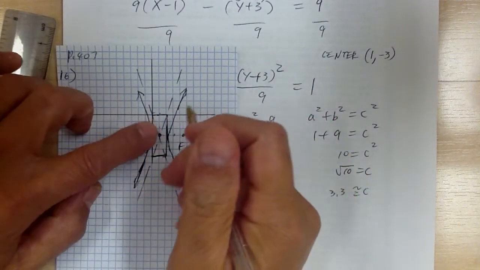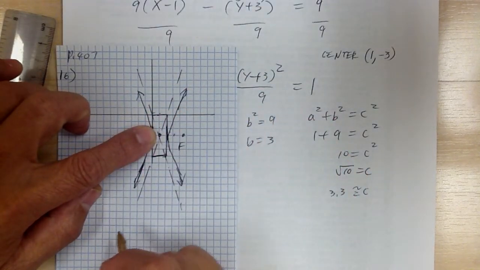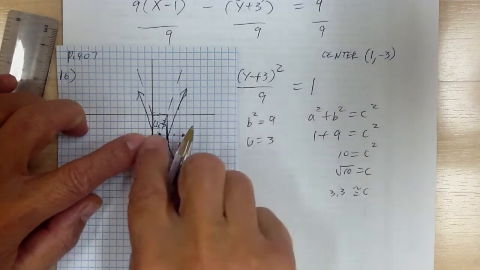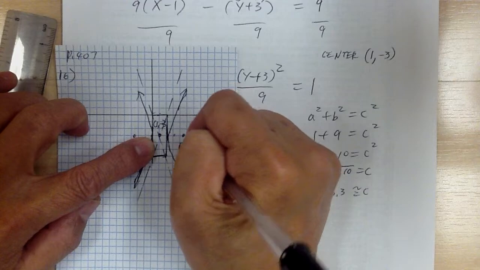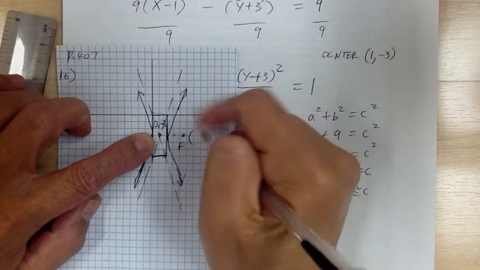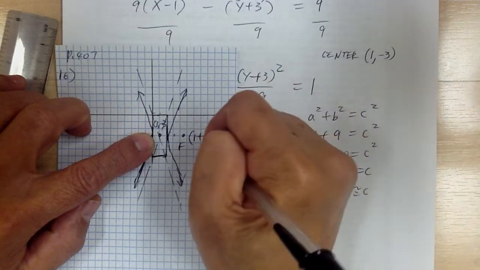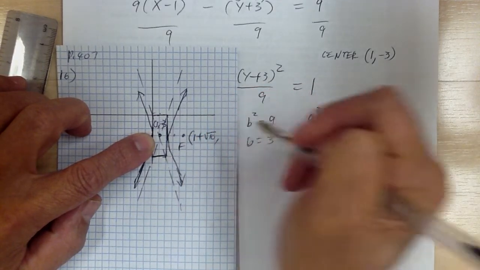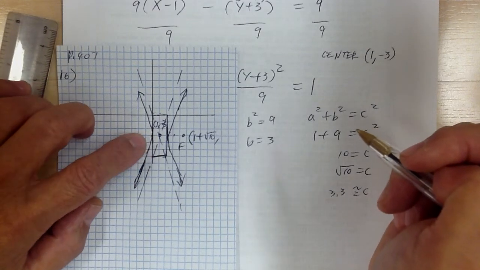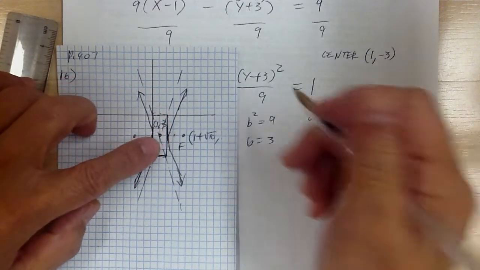So you have to start from your center. Your center is 1, negative 3. So you have to start from there. Okay, so over here. You start at 1 and you go this way, so you have to plus. So it would be 1 plus square root of 10, comma, and the y is negative 3.